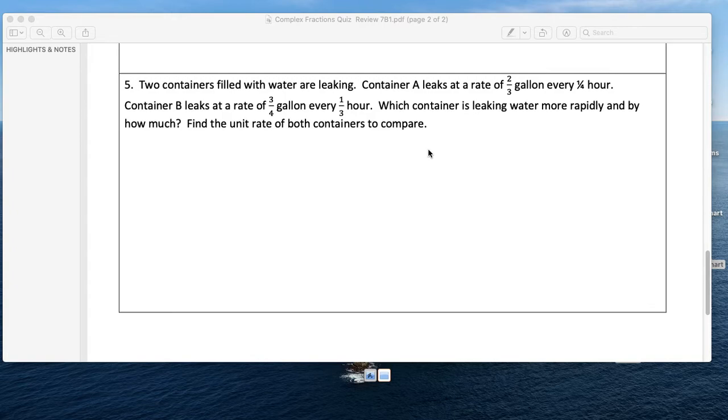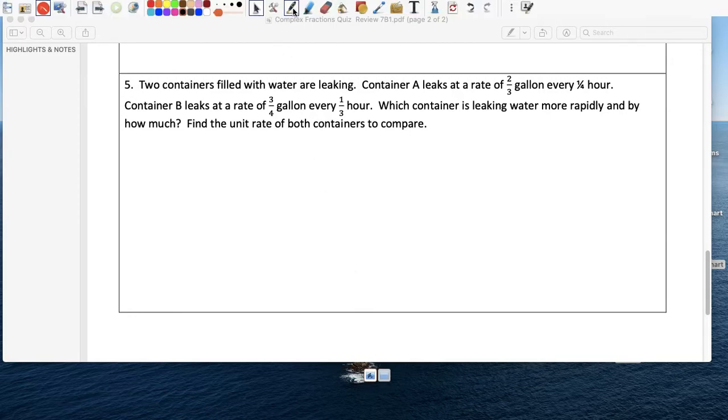Okay, so one where you have to find which one's faster or slower, and I want you to use the unit rate to compare and determine by how much less or how much more. Okay, so 2 containers, los contenedores. One leaks 2/3 of a gallon every 1/4 of an hour. And the other is losing 3/4 of a gallon in every 1/3 of an hour, right? That's leaks, losing water.